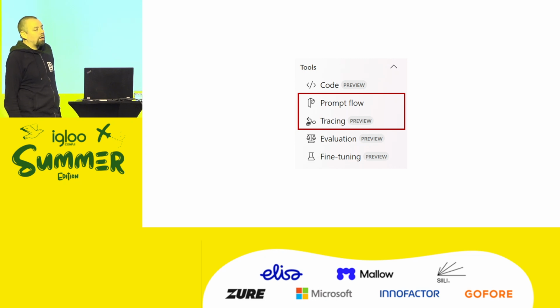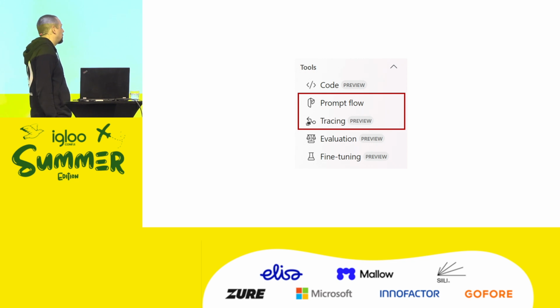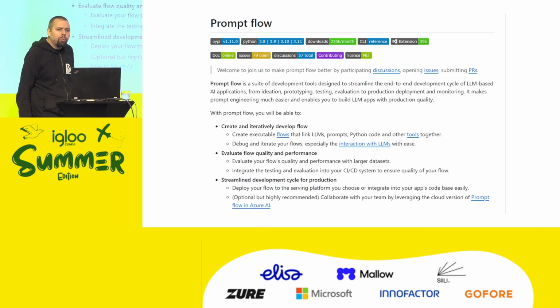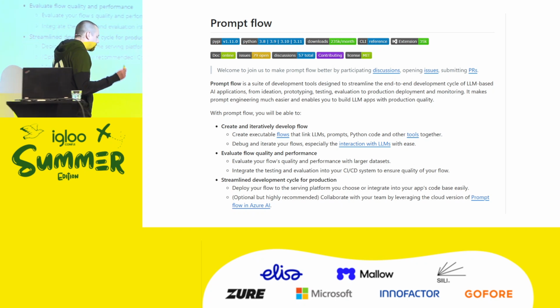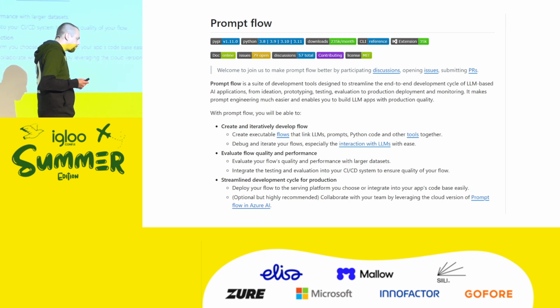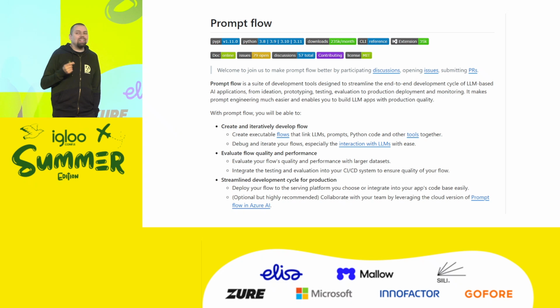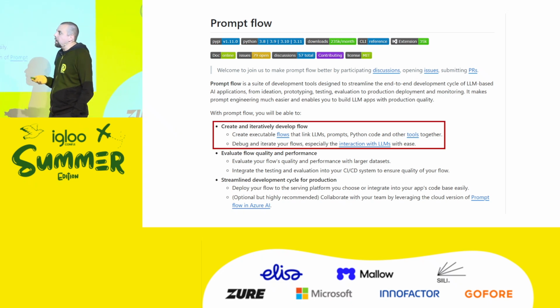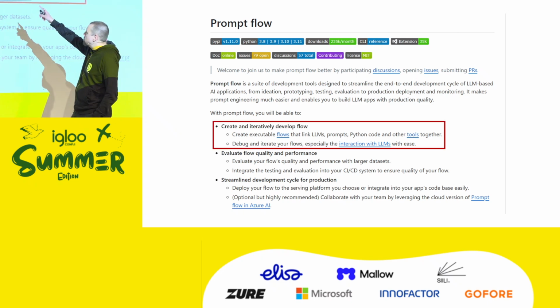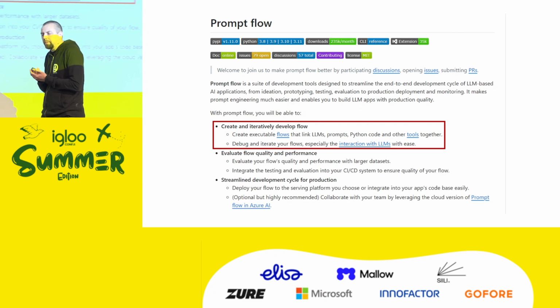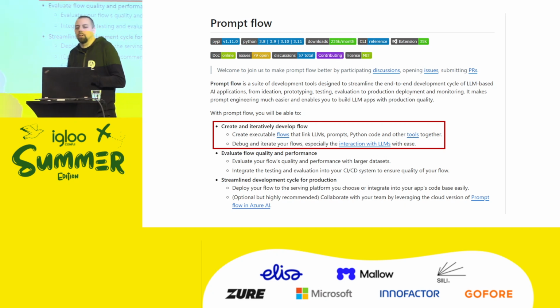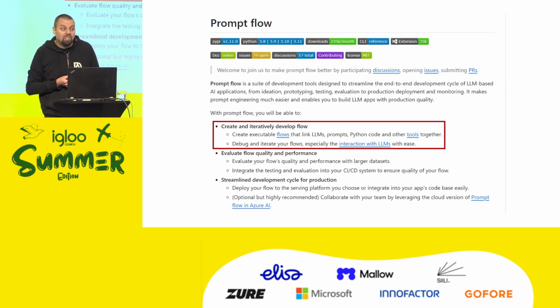And the next things that are going to help you with that are prompt flow and tracing. And I'm going to talk about these together because it's difficult to tell them apart at some point. How many of you are actually using prompt flow? One. Cool. Prompt flow is an open source project built mostly by Microsoft, but contributed by others as well. It is a Python-based toolkit for creating executable flows that link LLMs, prompts, Python code, and other tools together. That sounds complicated. It also sounds a bit like LangChain or Semantic Kernel, but it's not.